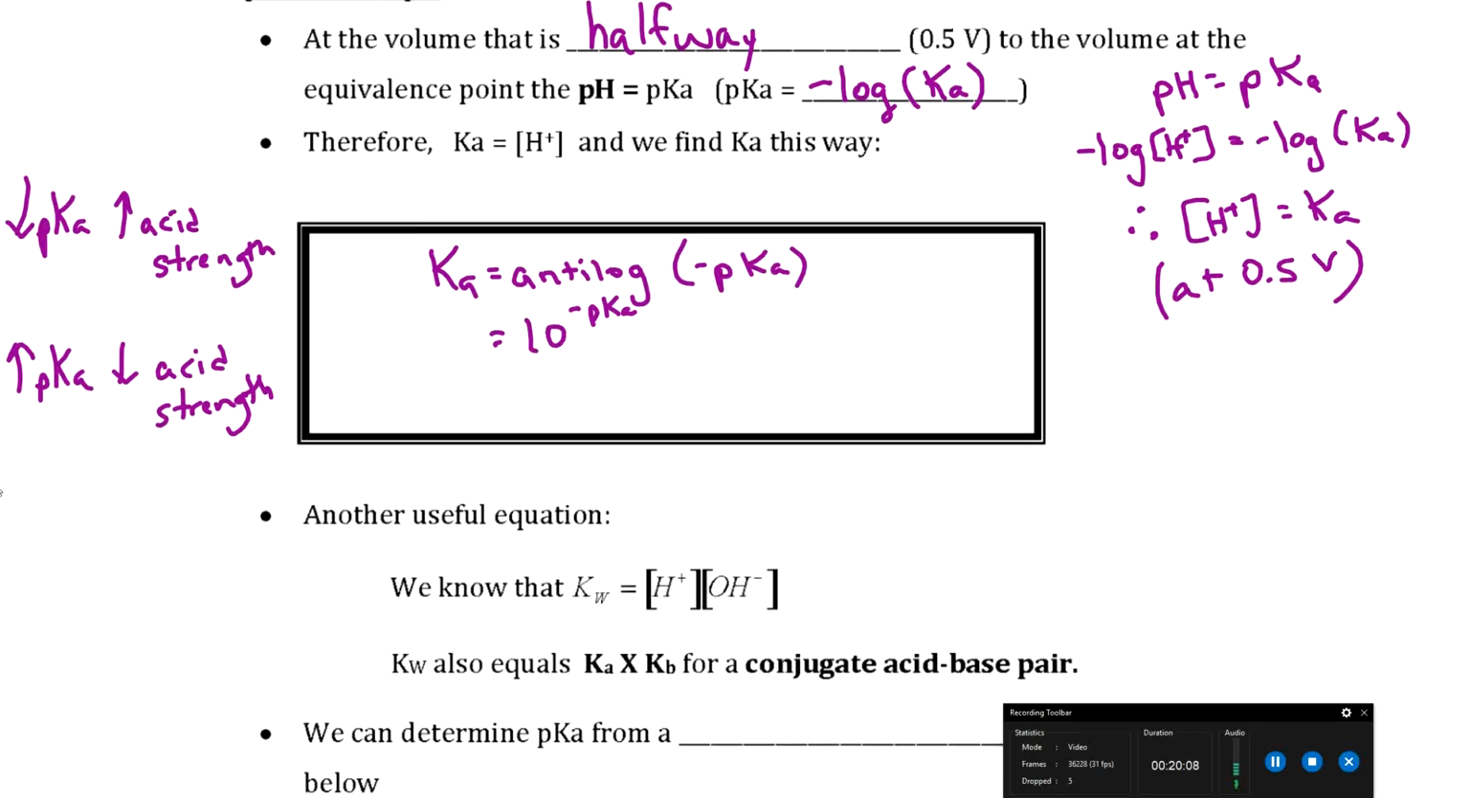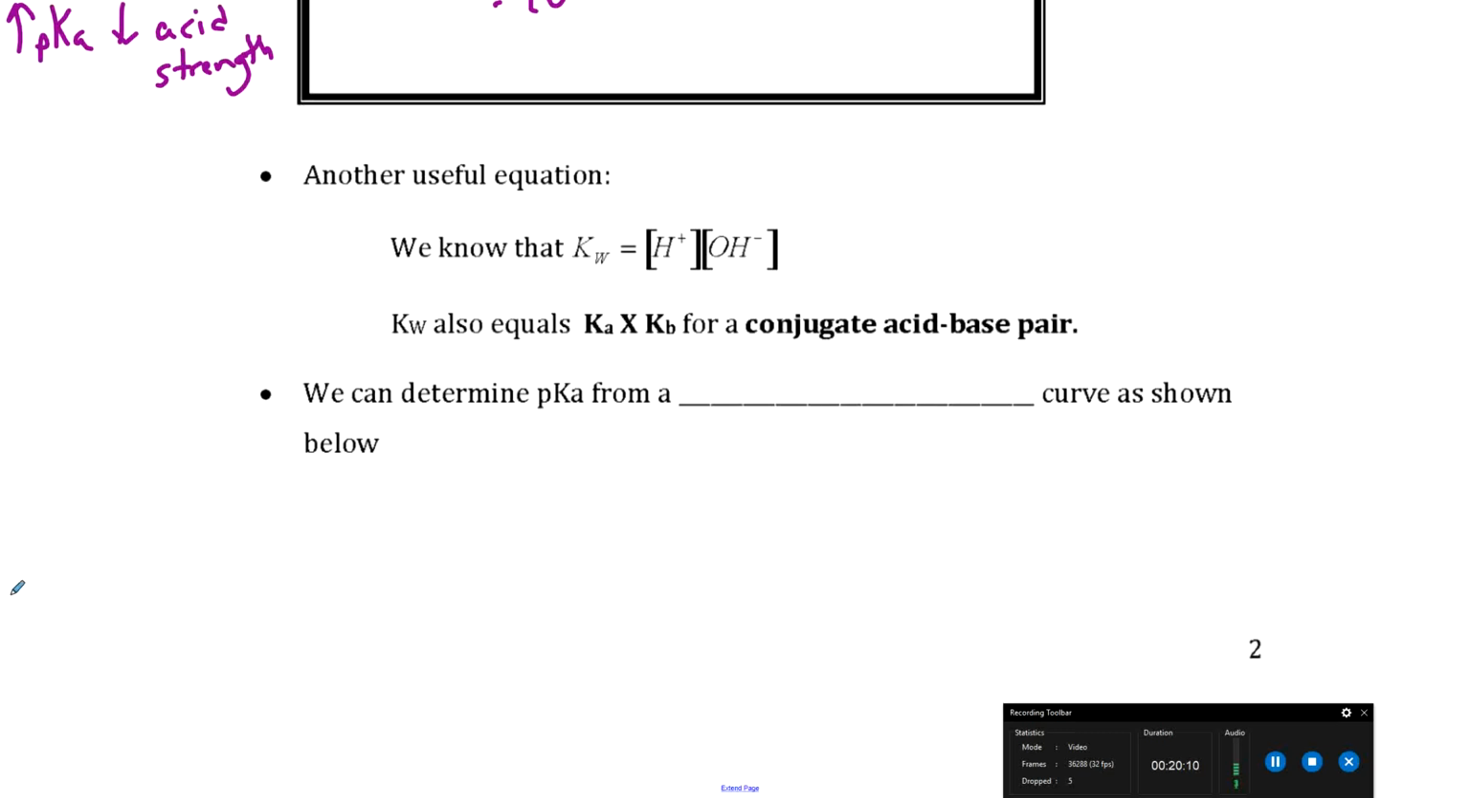So another useful equation that we'll end up coming across, or we've used before, is the Kw, which is the hydrogen ion concentration times the hydroxide ion concentration. Also, Kw is equal to Ka times Kb for a conjugate acid-base pair. So this will come in handy as we work through some of these questions.